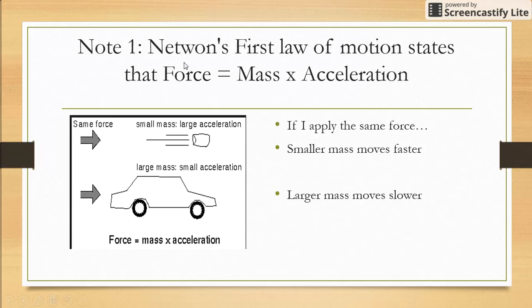Note number 1, Newton's second law of motion states that force is equal to mass times acceleration. So if I apply the same force, I know that a smaller mass is going to move faster. If I apply the same force to a plastic bag, it's going to move faster. And I know that if I apply that same force to a larger mass, like a car, my car is going to move slower.